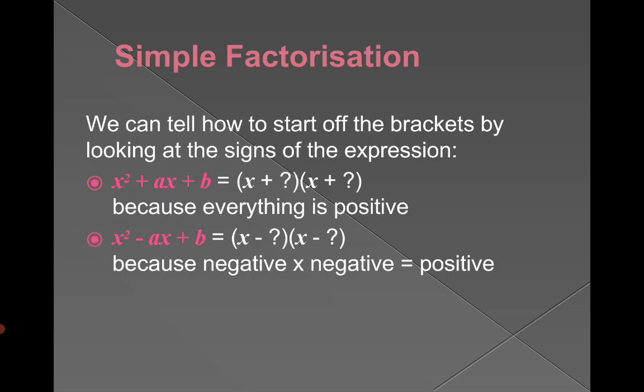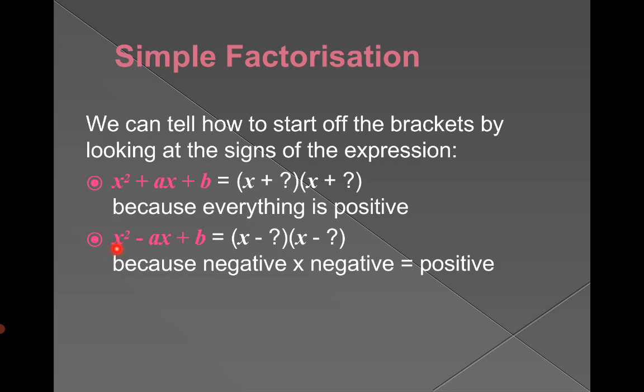We can tell how to start off the brackets by looking at the signs of the expression. For example, if you consider this expression here, x squared plus ax plus b, we have positive signs throughout. The fact that there are positive signs throughout gives you a hint already that your two brackets will also have positive signs. Because everything is positive, the two brackets will be positive. You have a positive sign here and a positive sign there.